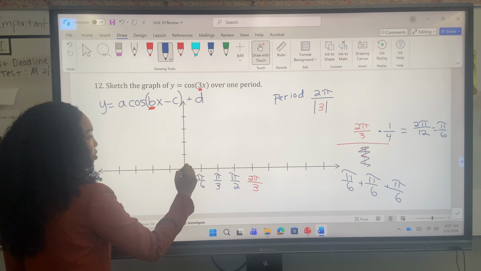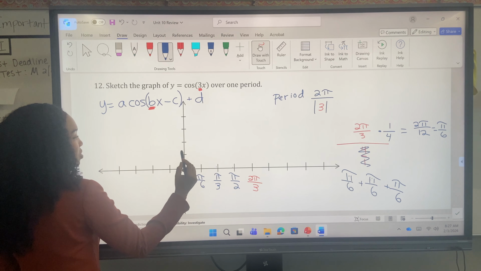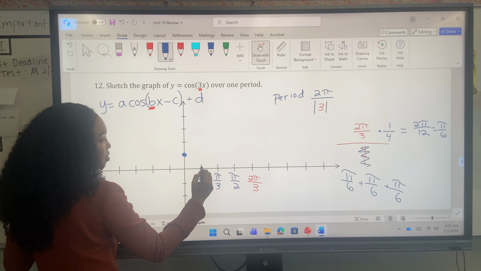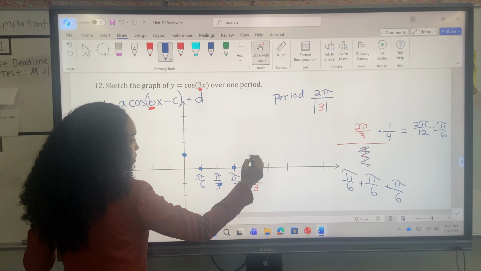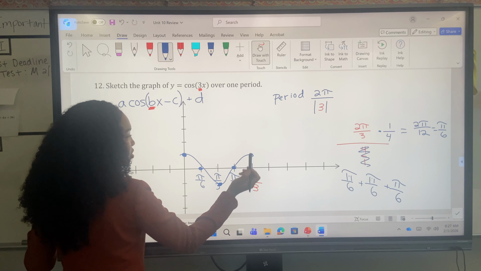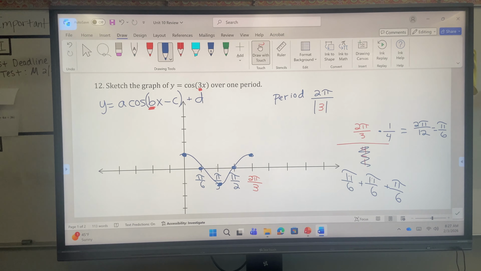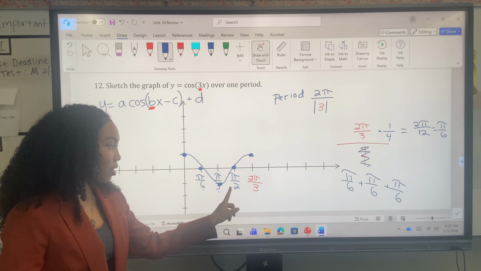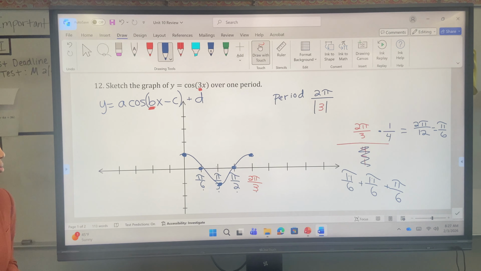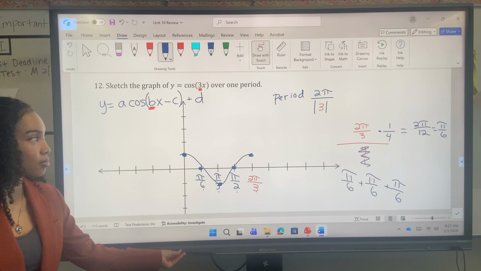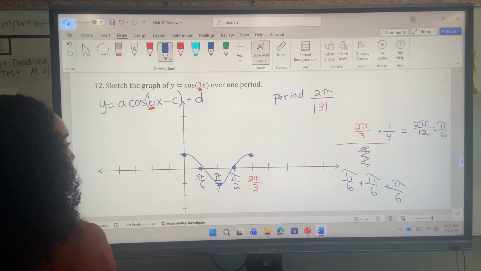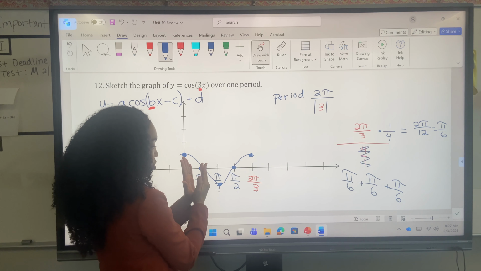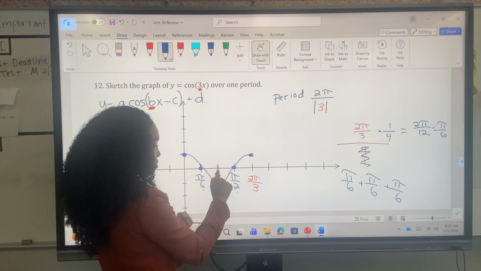Now you can go ahead and graph your cosine function. Cosine always starts at the maximum, then it goes to the midline, down to the minimum, midline, back to the maximum. So this is your graph. And in order to get credit for this problem, you need to have all the tick marks. Once you find the period, you have to show me what each little tick mark is.